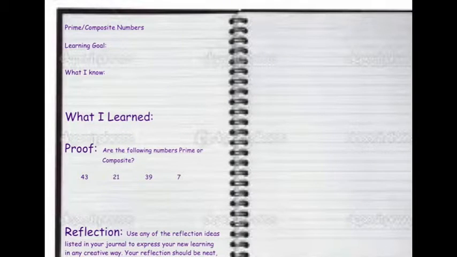Your proof for today's lecture is to make sure you identify the following numbers as prime or composite. There are 4 numbers there. I want you to do all 4. And if you choose to say that a number is composite, please come up with at least 2 factors for that number.